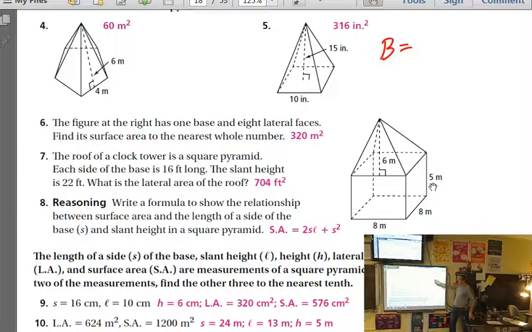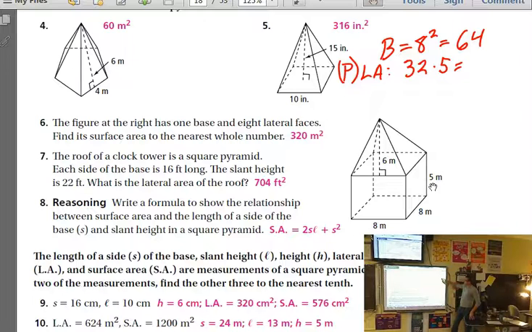So, start with the easy part. The base is going to be 8 squared, 64. Now, I'm going to do the prism lateral area. That's going to be the perimeter around the prism, so 8, 8, 8, and 8, times the height of that prism, and that gives me 160.